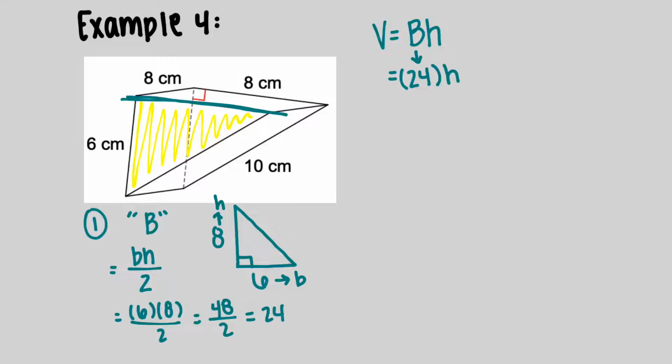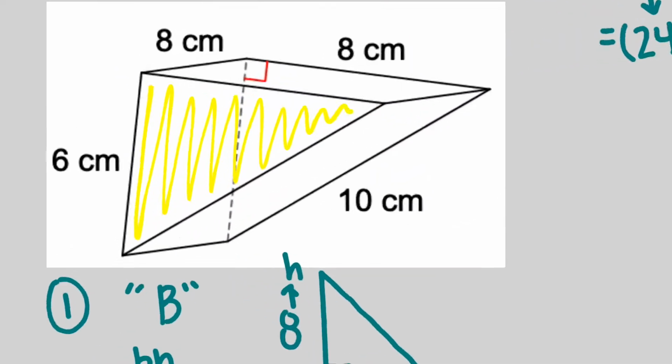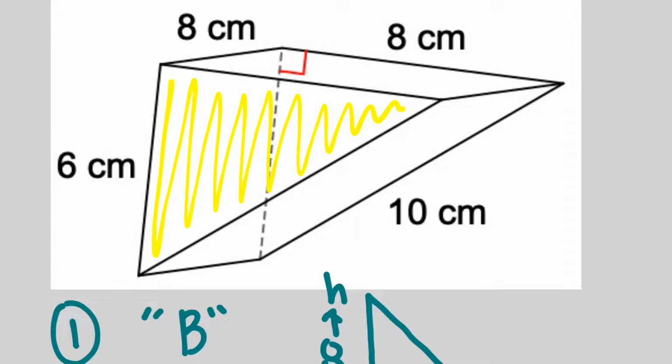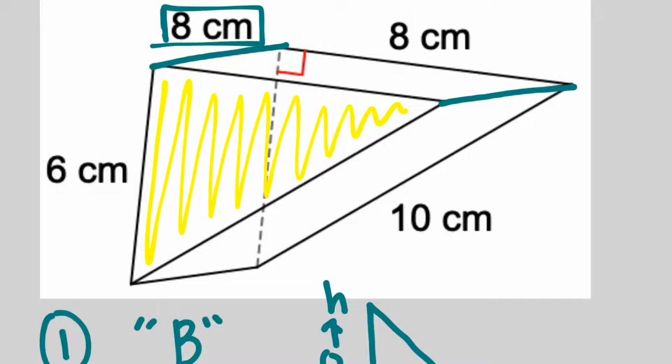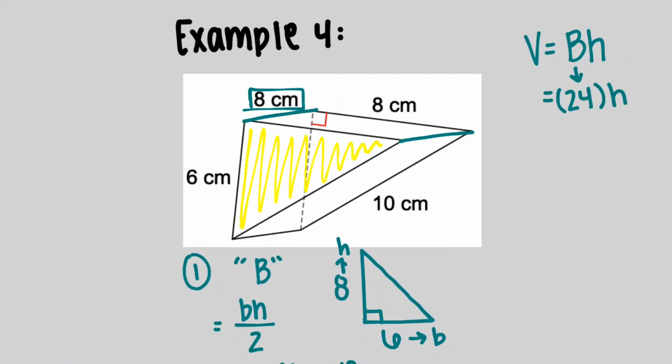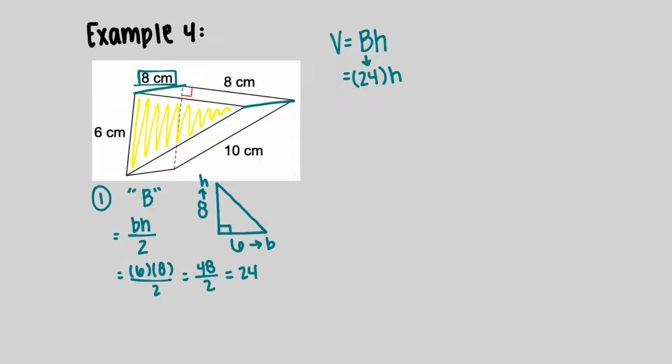It is not always going to be the same as the height of your base, though. I need to come back to my picture and I need to see about the edges or the sides that connect my two bases, my two triangles together. That is going to be the height for our volume. And when I look at that, it happens to be 8. It's the same as our area of the base height, but it's not always going to be that way. So I'm going to plug it in.